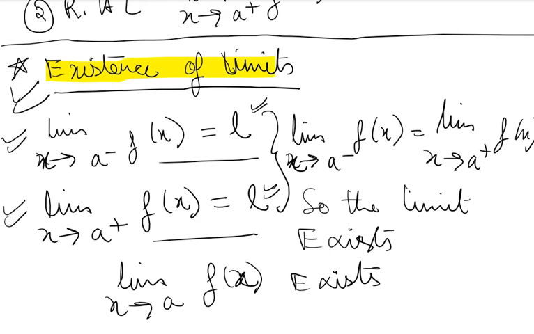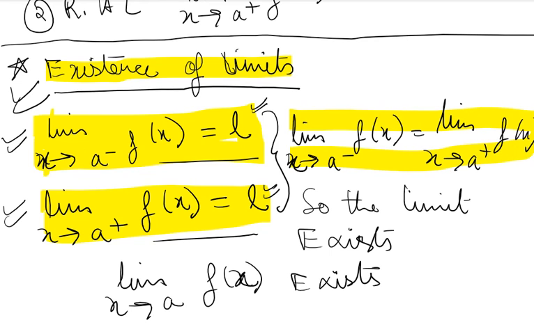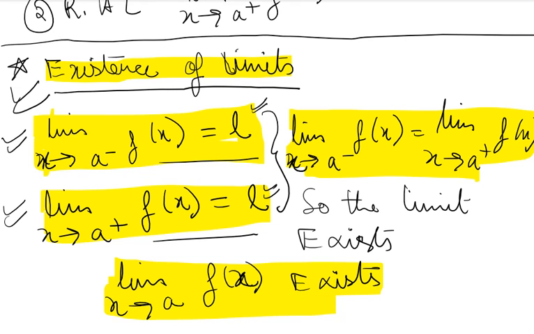Existence of limits means if the left hand limit exists, that means it has a value, and the right hand limit exists, and we know that the left hand limit is equal to the right hand limit, so we can say that the limit of the function universally exists. Simple logic.